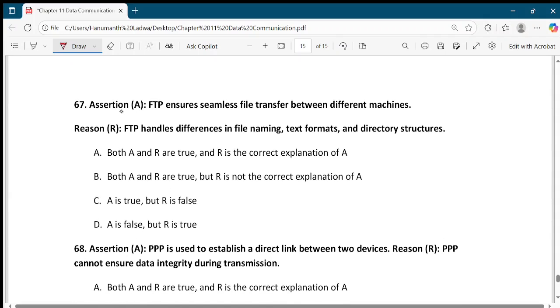Question number 67. Assertion A. FTP ensures seamless file transfer between different machines. Yes, this is true. Reason R: FTP handles differences in file naming, text formats, and directory structures. Yes, this is also true. Here, option A, both A and R are true, and R is the correct explanation of A is the right answer.